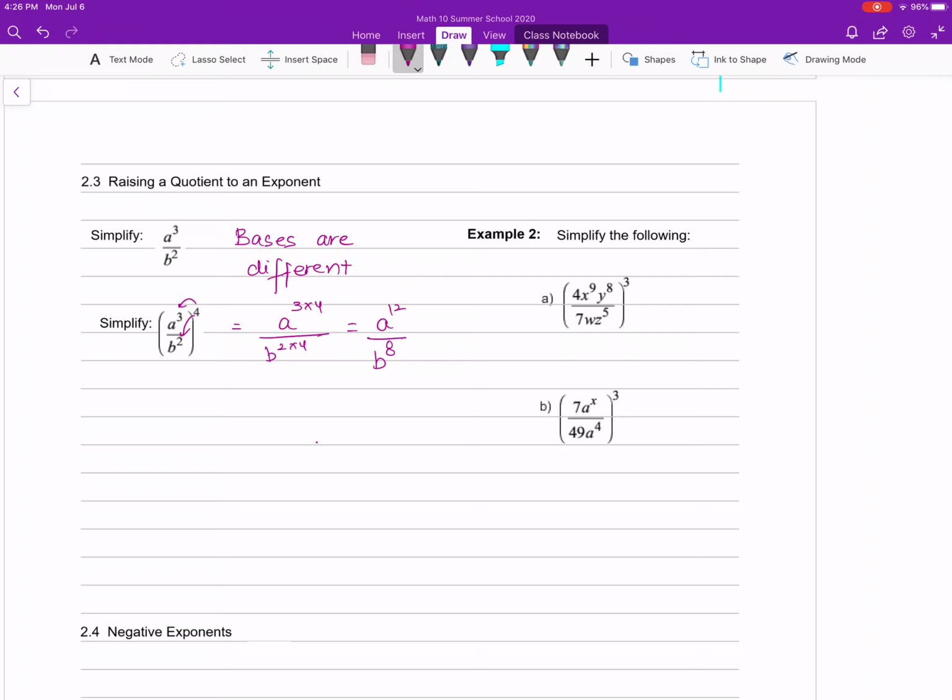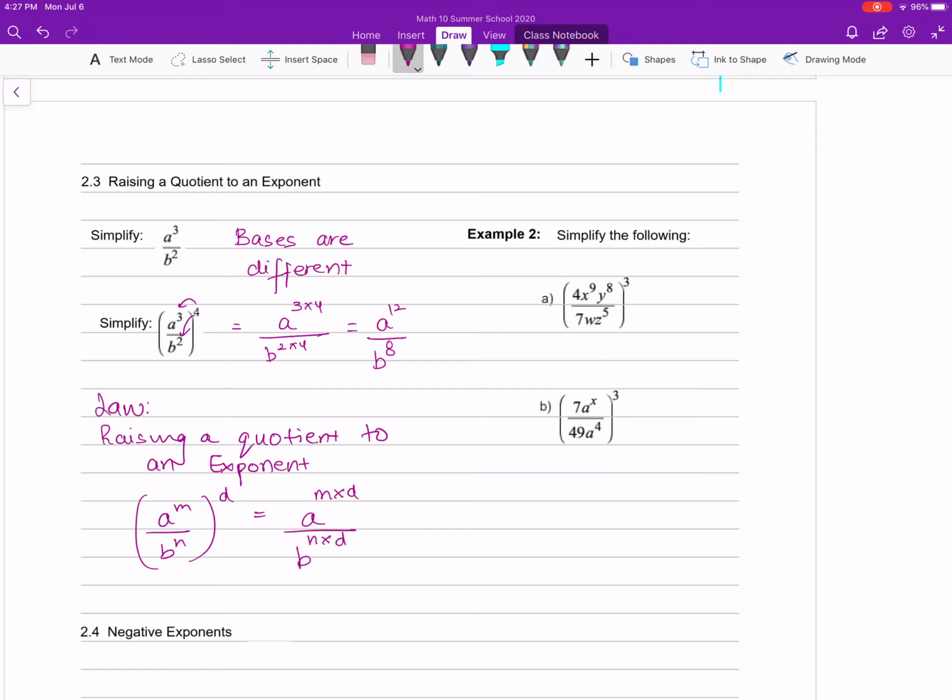So that's another law of exponents, which is raising a quotient to an exponent. If I have a quotient where the bases are the same or different and it's raised to an exponent, we give this exponent to both the numerator and denominator. Let's use this law and simplify a few examples.